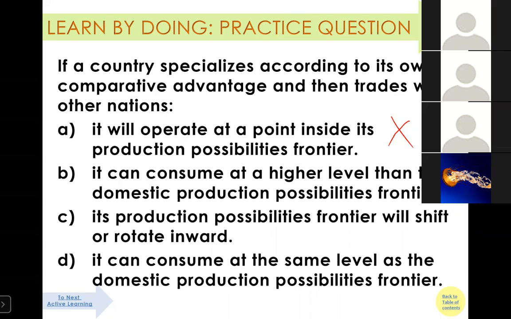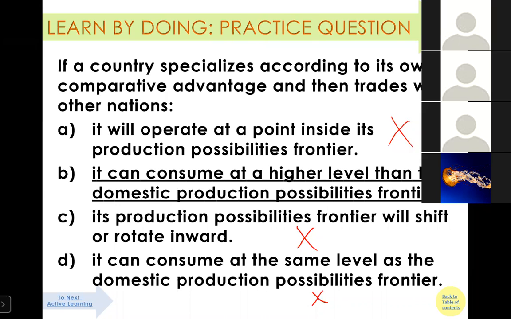It is true, right? C, the PPF will shift or rotate inward. That's not correct. The PPF stays the same. They just choose a different point on the PPF, right? D, it can consume at the same level as the domestic PPF. That's not true, right? So they specialize and then they trade, they consume more than they can otherwise. Okay, so the answer is B.